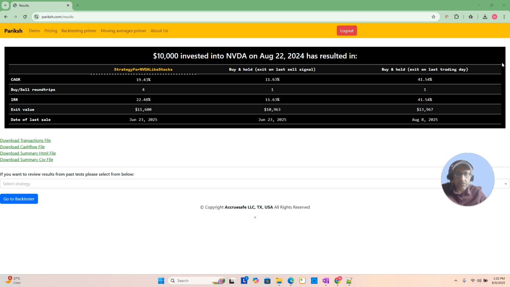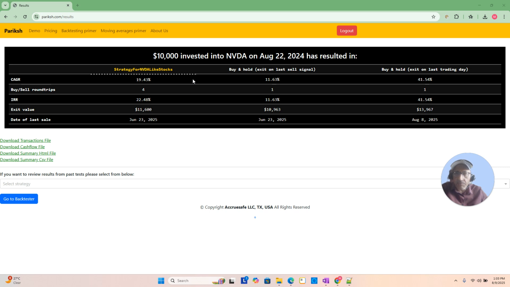And now the third option is, say you bought the stock on the same date when we had the first buy signal, which is 22nd August 2024, and you held on to it till the last trading day, which was yesterday, August 8th. Then you'd have had a return of 41%. That's because we held on to it for a longer duration, almost 2 months longer. And the last day when we sold it, this is what we got, 13,967. That's why the returns are higher.